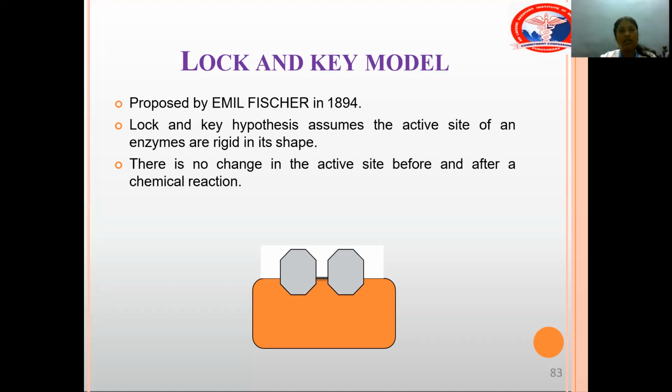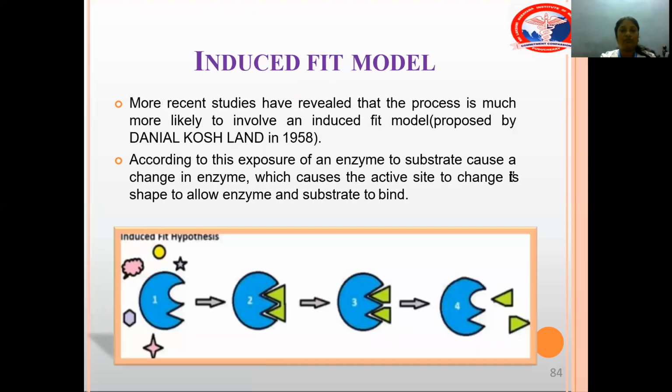Now we'll move to the models of enzyme mechanism. The lock and key model was proposed by Emil Fischer. It assumes that the active site of an enzyme is rigid in shape. Once the substrate molecule comes and binds to the active site of the enzyme, there is no change in the active site before and after the chemical reaction. Whereas the induced fit model was proposed by Daniel Koshland in 1958.